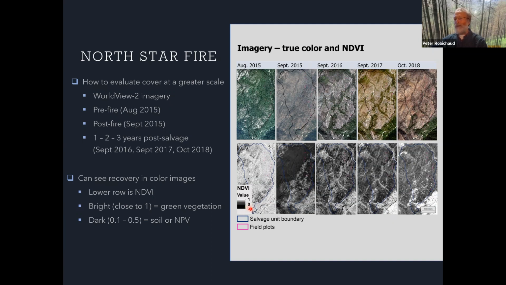We then calculate the NDVI. So the bright image is mostly the green vegetation. The black is when it's more bare soil.